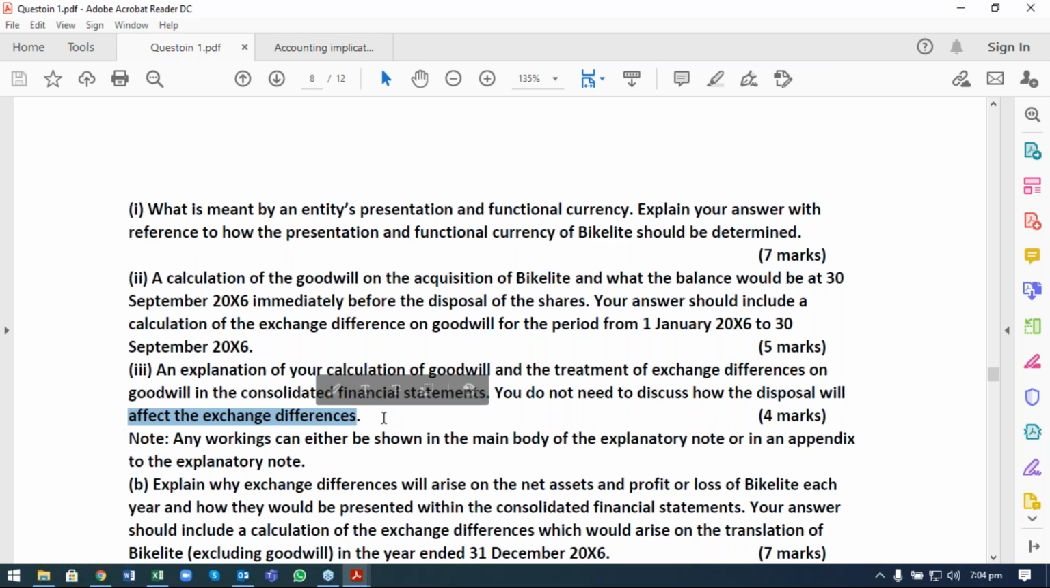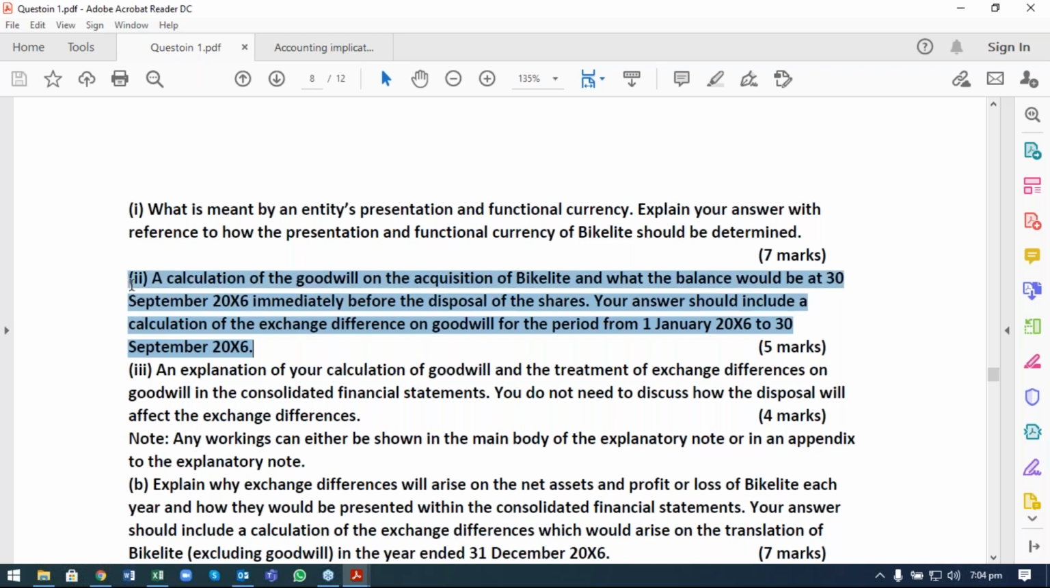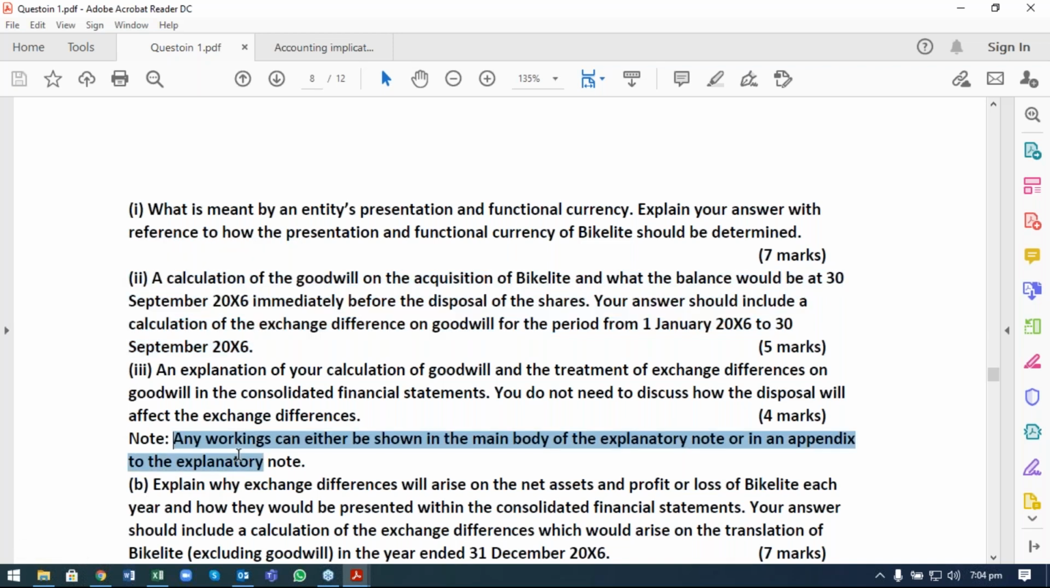So these 4 marks are allocated for the calculation and its explanation, how the foreign exchange gains and losses on the goodwill that arises during the acquisition period of a subsidiary should be accounted for. Note, any working can either be shown in the main body of the explanatory notes or in an appendix to the explanatory notes.